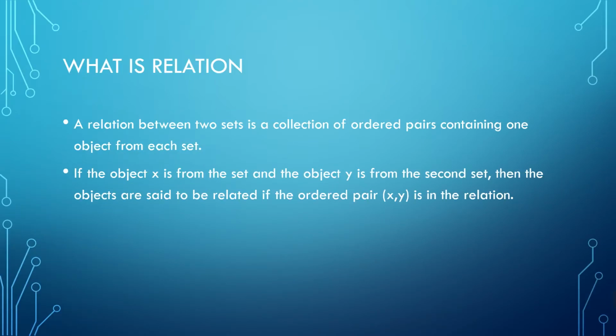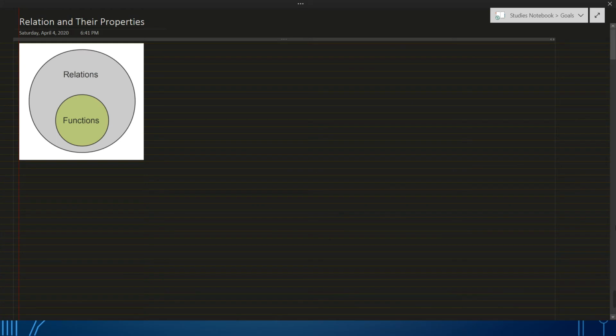A relation between two sets is a collection of ordered pairs containing one object from each set. If the object X is from the first set and the object Y is from the second set, then the objects are said to be related if the ordered pair (X, Y) is in the relation. So I'll be giving this a graph. This is a figure of a relation and a function. So what is the difference between the two?